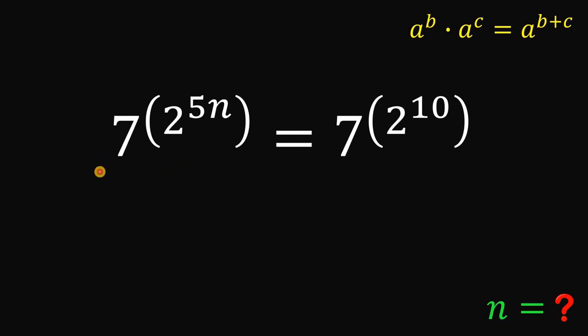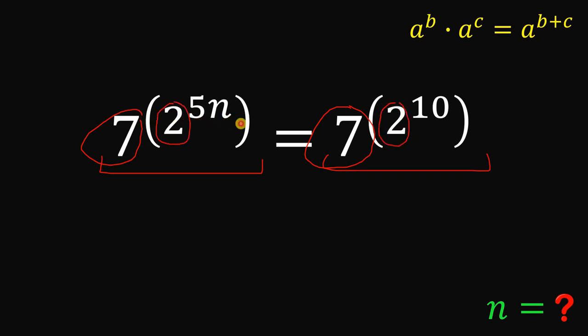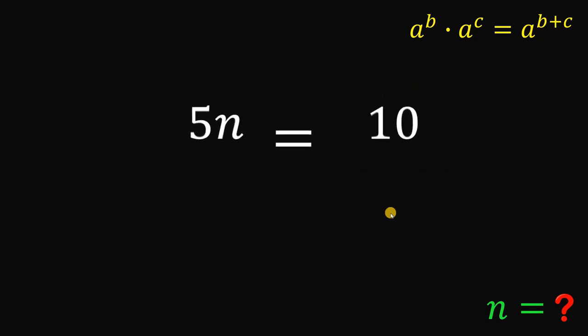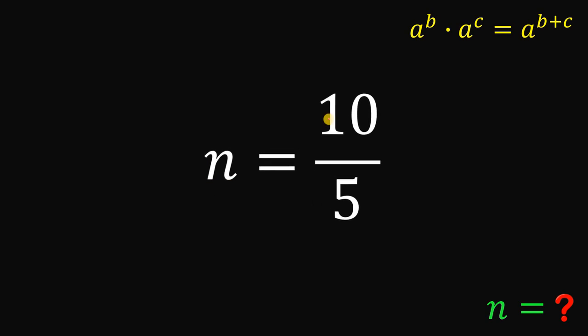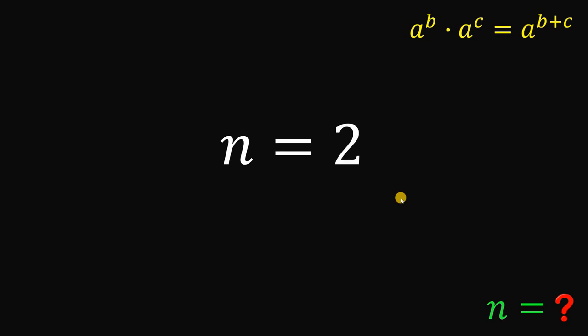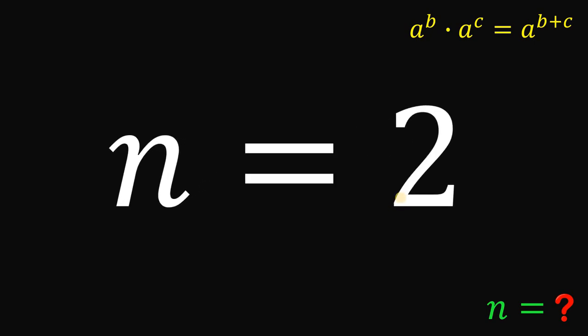Now, comparing the left-hand side of our equation and the right-hand side, we have the base 7 right over here, raised to the power of 2, the same base of 2, raised to the power of 5n. And we can say that 5n must be equal to 10. To solve for the value of n, let's divide both sides by 5. So, n must be equal to 10 divided by 5, or simply equal to 2. And that is the value of n.